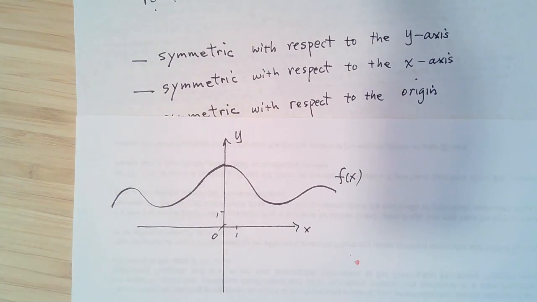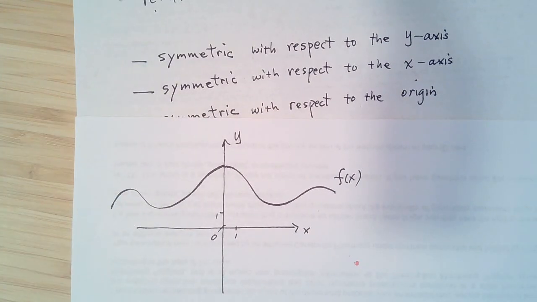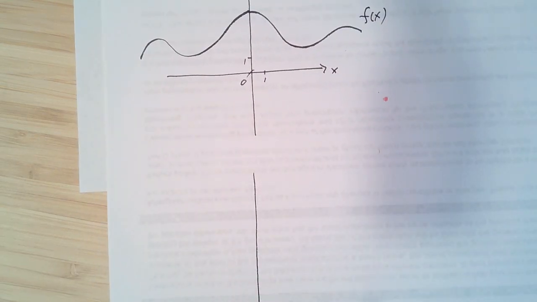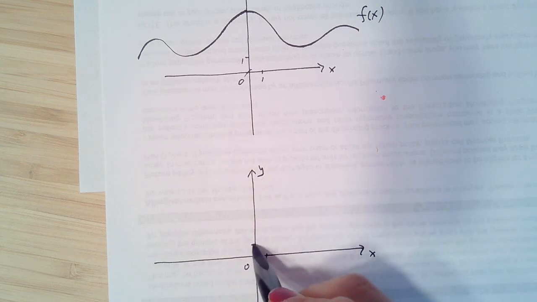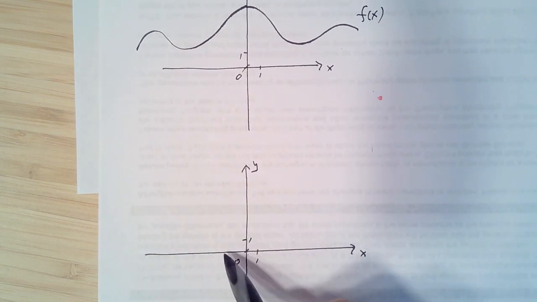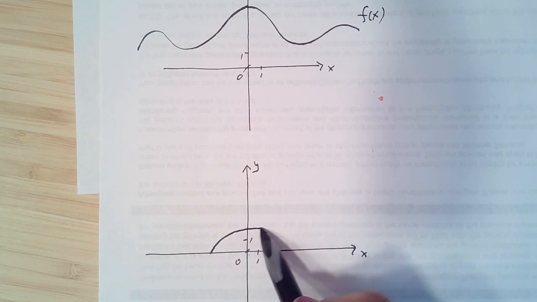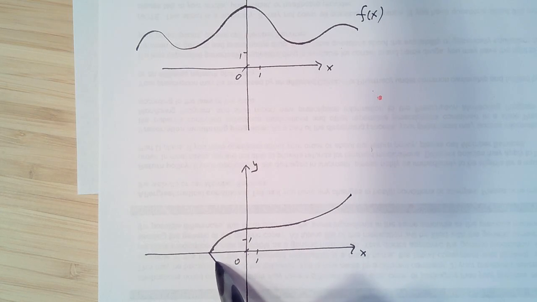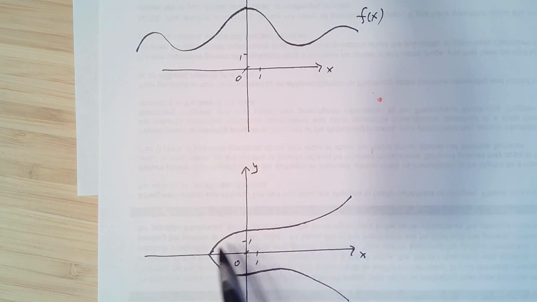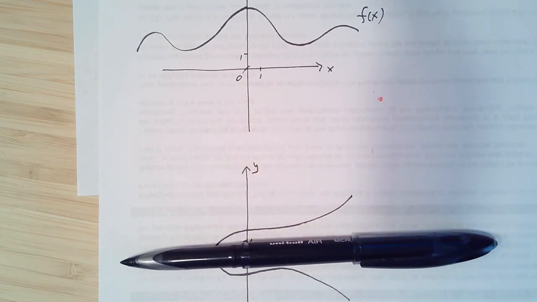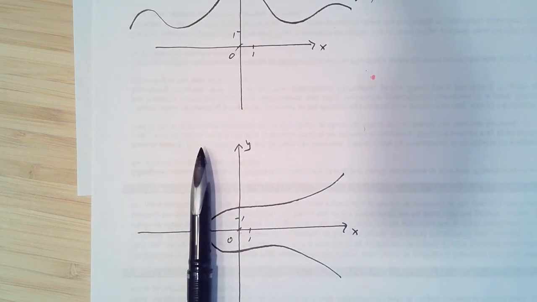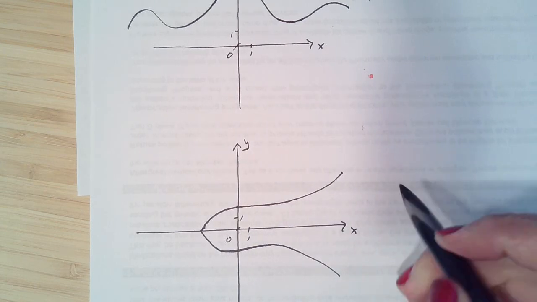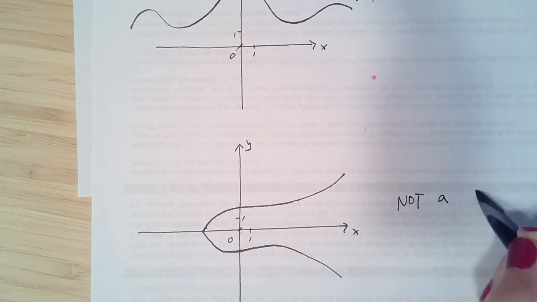Now, what about symmetric to the x-axis? Did you notice I always do that? All right, so if you have a graph that looks like this, and down here you have a mirror image, your x-axis looks like a mirror, then this graph is called symmetric with respect to the x-axis. Is this a function? It's not, because if you use the vertical line test, it will fail. So it's not a function.